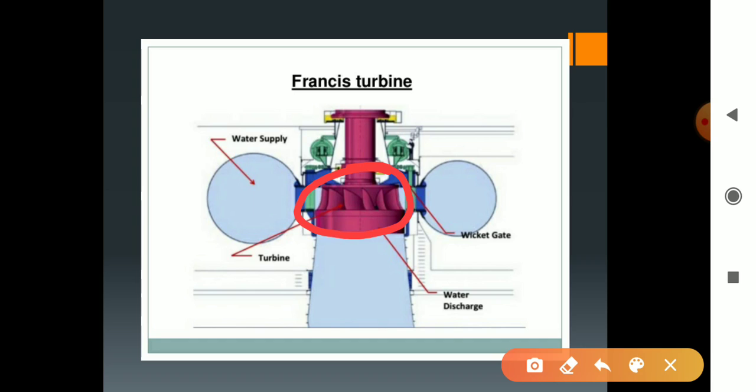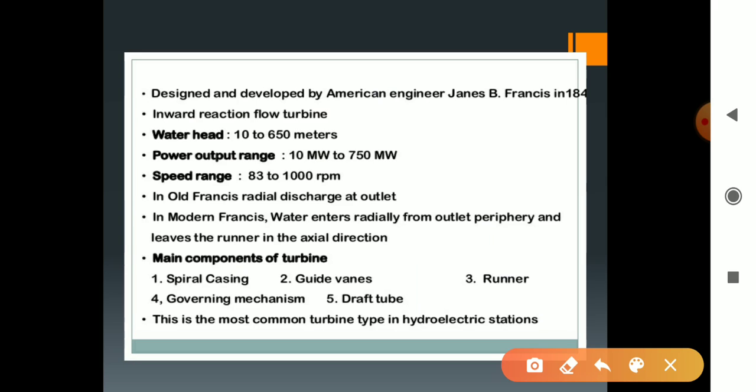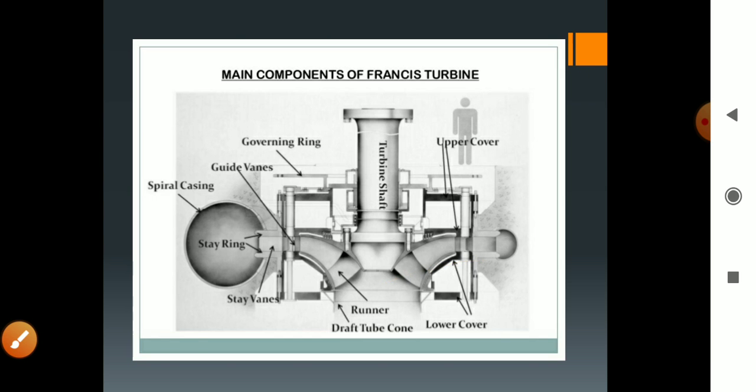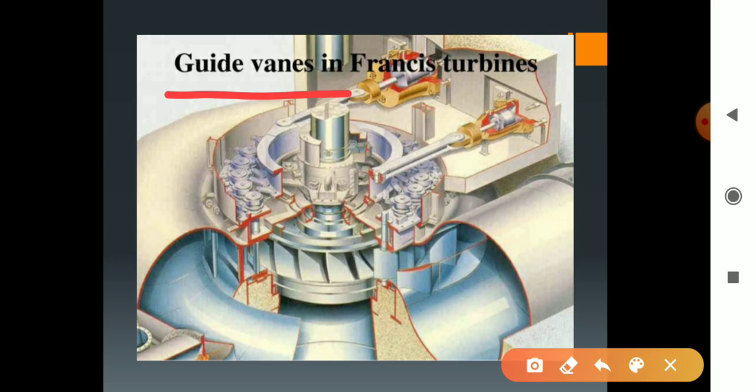The next component, the governing mechanism, is about governing or regulating the function of the Francis turbine. After the governing mechanism comes the draft tube, which is important. What is the function of the draft tube? We can see the guide vanes in the Francis turbine diagram, these vanes attached here.